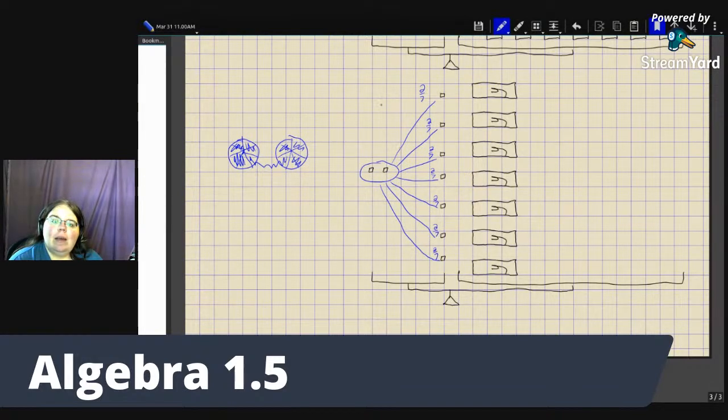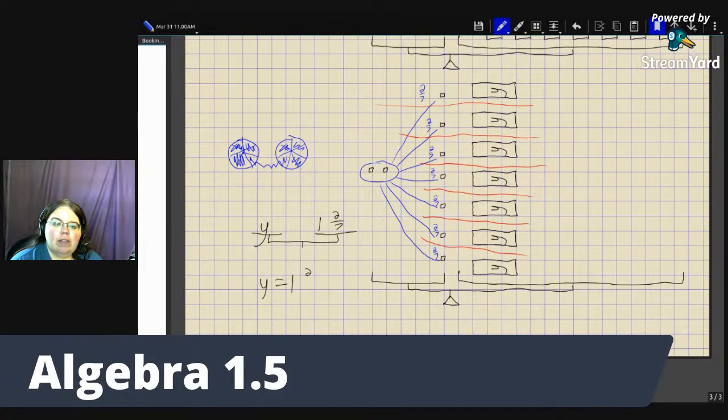But then we can divide this up. So that y is balancing that piece and 2/7. That y is balancing that piece and 2/7, and so on. And so we can see from this that each y balances against 1 and 2/7. Well, if they're balancing, they must be equal. So that tells me that y equals 1 and 2/7.